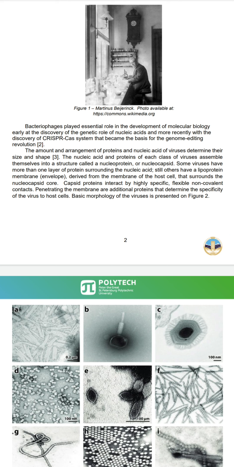The amount and the arrangement of proteins and nucleic acid of viruses determine their size and shapes. The nucleic acid and proteins of each class of viruses assemble themselves into a structure called nucleoprotein or nucleocapsid. Some viruses have more than one layer of protein surrounding the nucleic acid, and still others have a lipoprotein membrane or envelope derived from a membrane of the host cell that surrounds the nucleocapsid core.